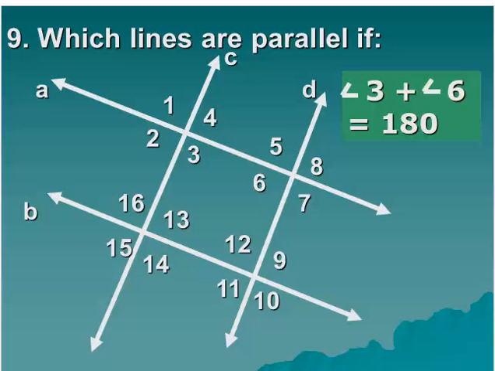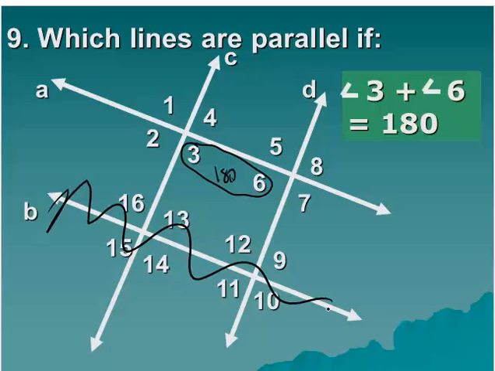Example 9. Which lines are parallel if angle 3 plus angle 6 equals 180? So this time I don't know if any are congruent, but I know that 3 and 6 together add up to 180. Angle 3 is next to lines C and A. Angle 6 is next to lines D and A. So I'm not using B. We're going to pretend that line's not there. And you might just take your hand and cover it up on the screen.